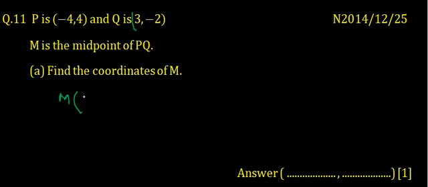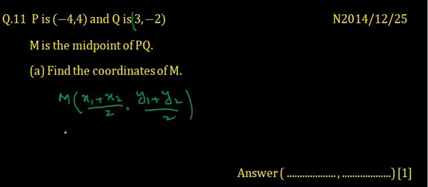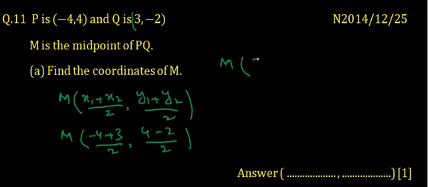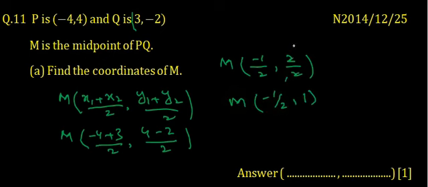M is the midpoint, so it is (x1 plus x2) divided by 2 and (y1 plus y2) divided by 2. So M can be written as (-4 plus 3) divided by 2 and (4 minus 2) divided by 2. Simplified, -4 plus 3 is -1 upon 2, and 4 minus 2 is 2 upon 2. So the midpoint M is (-1/2, 1).